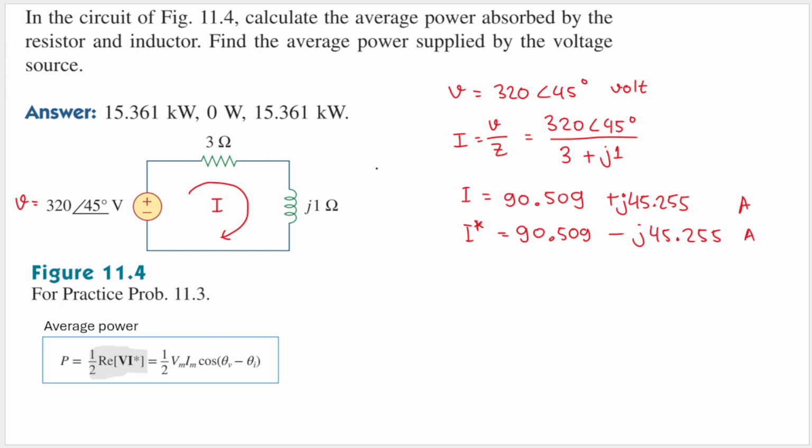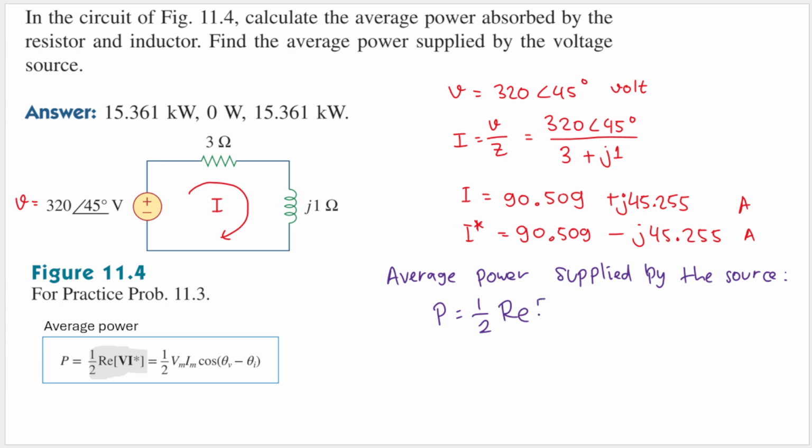Okay, now let's find the average power supplied by the source. Okay, let's rewrite the formula. P is equal to 1/2 the real part of the voltage multiplied by I conjugate. Good. Now we can just plug our numbers here.